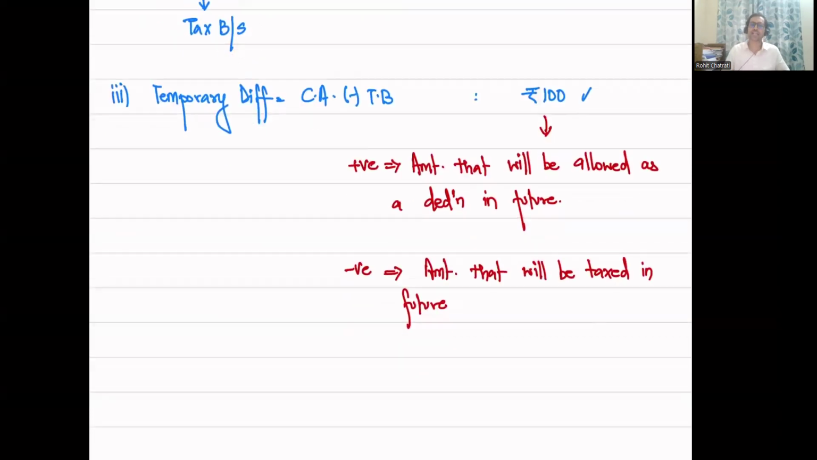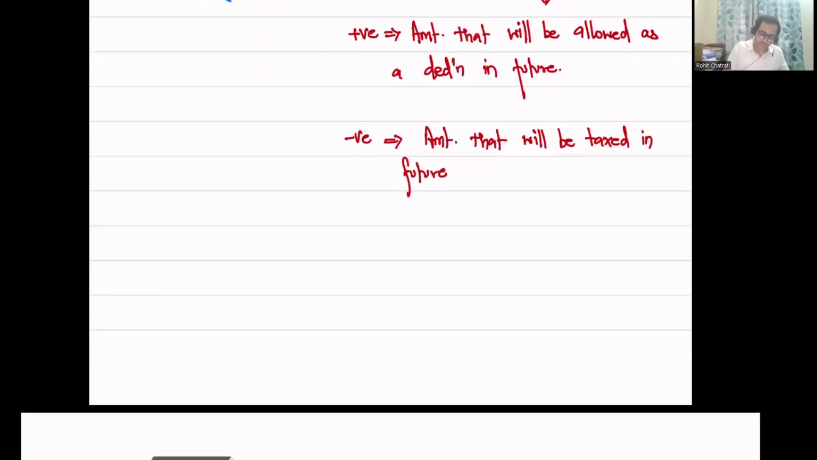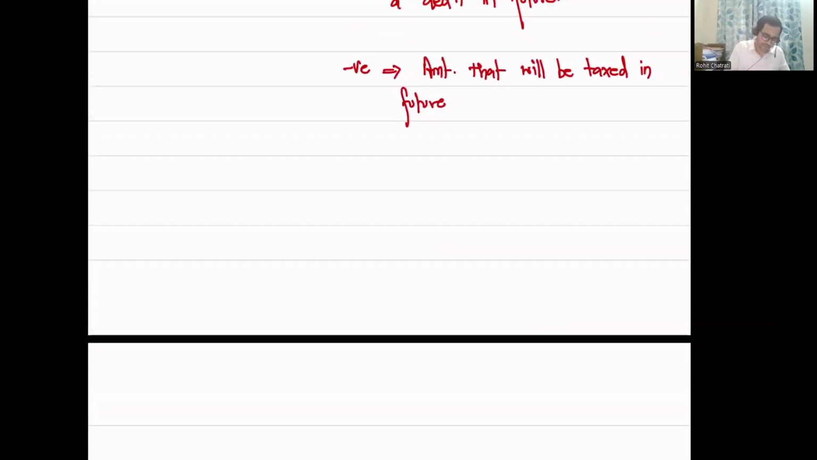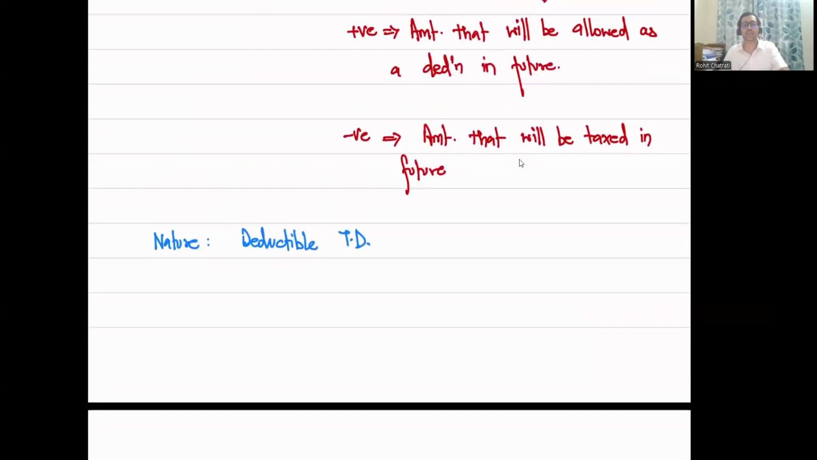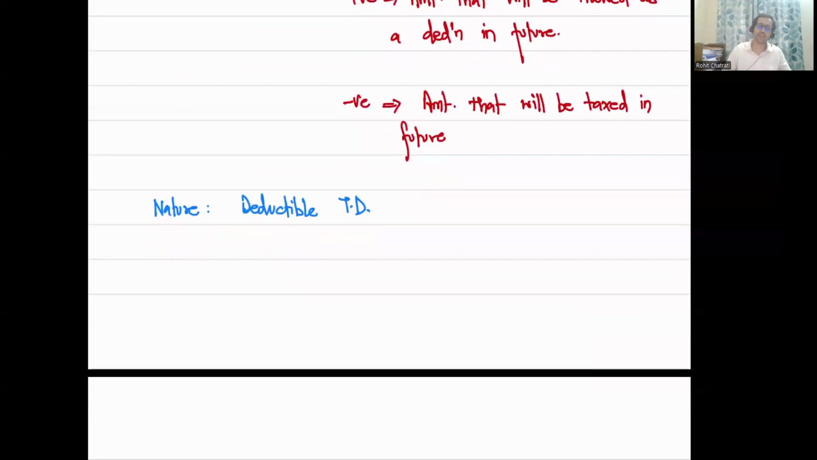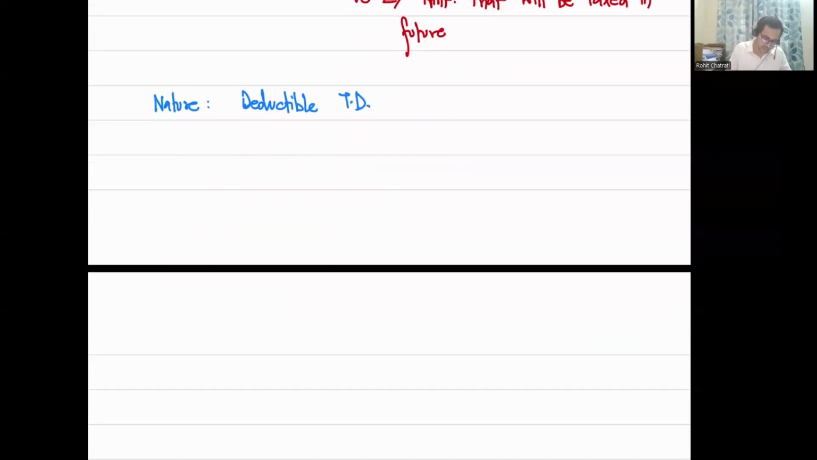Now, this 100 rupees is going to be regarded as a deductible temporary difference. Why is it a deductible temporary difference? Because it is a positive amount. It basically means I will be allowed a deduction of rupees 100 in future, and therefore this is going to be regarded as a deductible temporary difference. And on this, I will be calculating deferred tax asset.